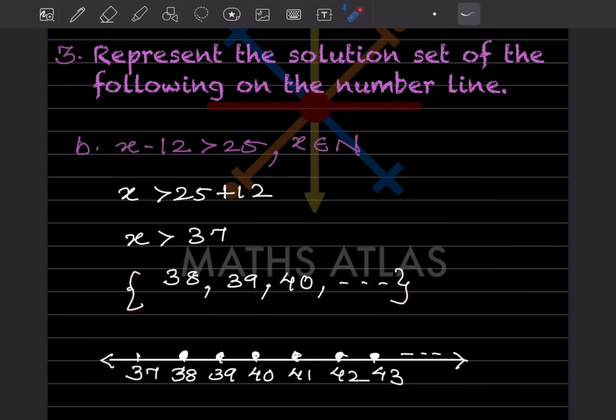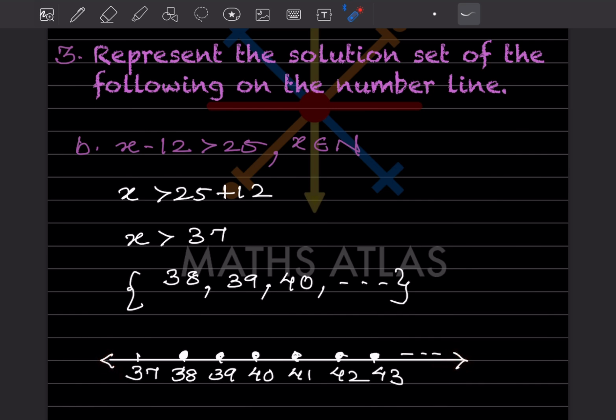Now you have to show it on the number line. On the number line, while showing, I have noted the previous number as well, that is 37. You can also write 36 if you wish. Here 38, 39, 40, and it goes on. So here it's starting with 38. We can just put a few dots over here, and then these are the dotted lines, meaning it goes on, and the arrows are very important.